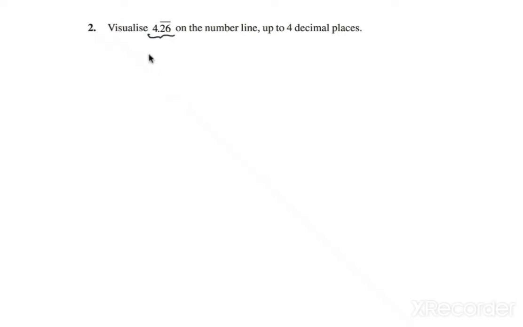We have to represent 4.26 bar recurring decimal on the number line up to 4 decimal places, and we have to use successive magnification to do this. Now, 4.26 bar when expanded can be written as 4.262626 and so on, because 26 is the recurring part of this decimal.